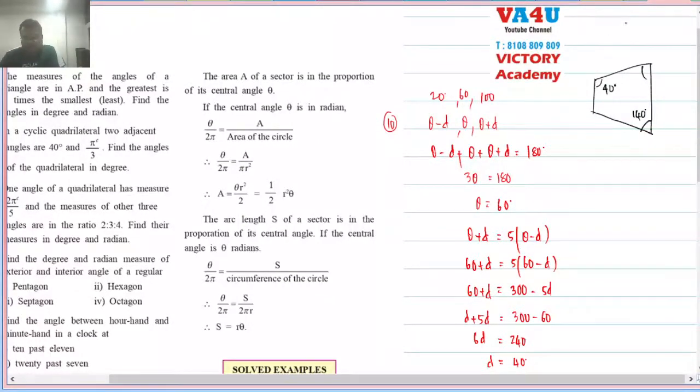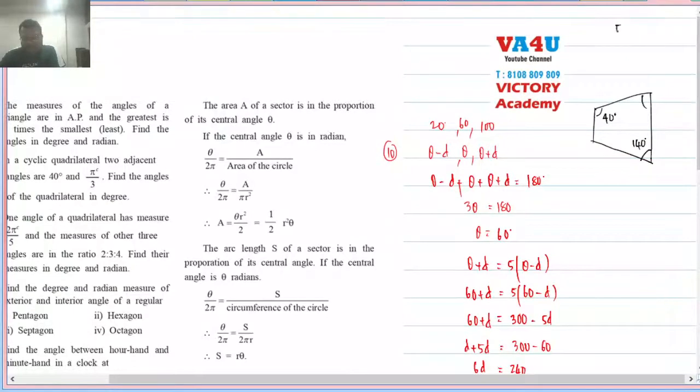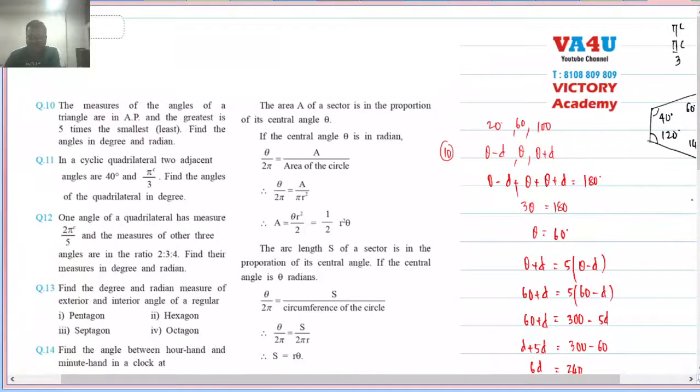We know that pi radians is 180 degrees. Pi by 3 radians is 180 by 3, which is 60 degrees. So if this angle is 60, this has to be 120. We found the angles in degrees. We can find them in radians if required.